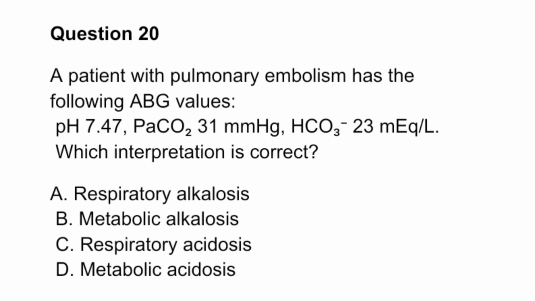Question 20. A patient with pulmonary embolism has the following ABG values: pH 7.47, PaCO2 31 mmHg, HCO3- 23 mEq/L. Which interpretation is correct? A. Respiratory alkalosis. B. Metabolic alkalosis. C. Respiratory acidosis. D. Metabolic acidosis.